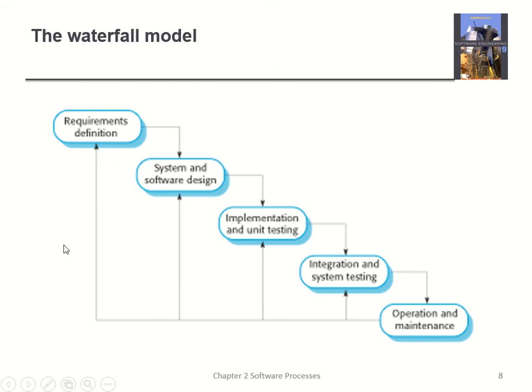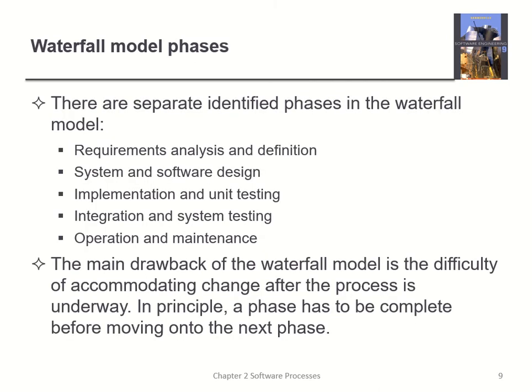So these are the stages of the waterfall model. We have the requirements definition, system and software design, implementation and unit testing, integration and system testing. Lastly is the operations and maintenance. So there are separate identified phases in the waterfall model.